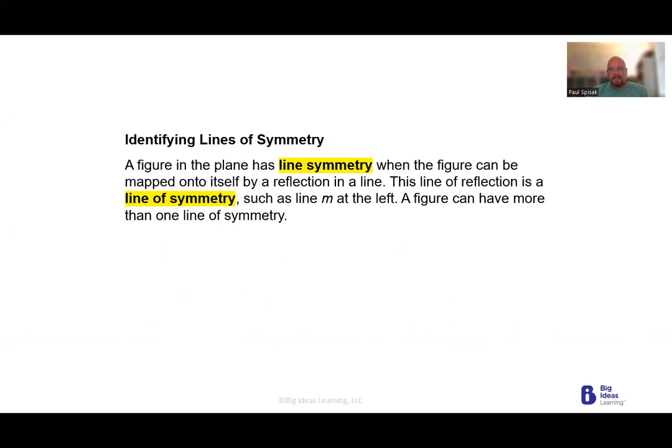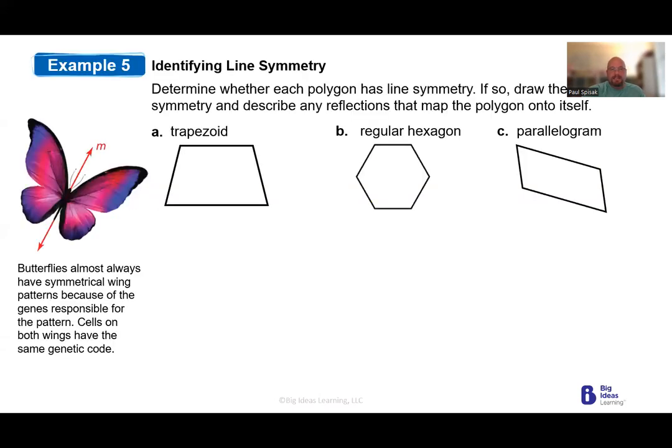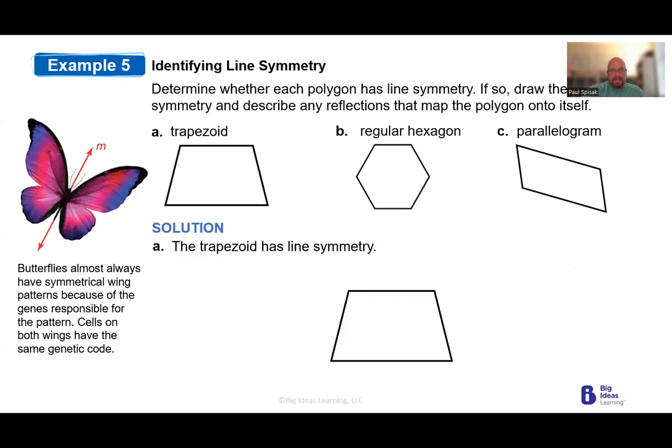All right, lines of symmetry. A figure in a plane has line symmetry when a figure can be mapped onto itself by reflection in a line. So that line is known as the line of symmetry. So on here, a trapezoid. This trapezoid does have a line of symmetry because if we drew a line down the middle, the left side would map onto its right side.